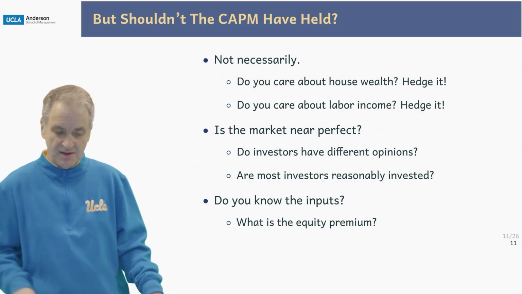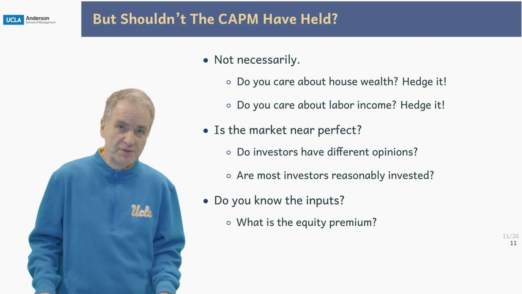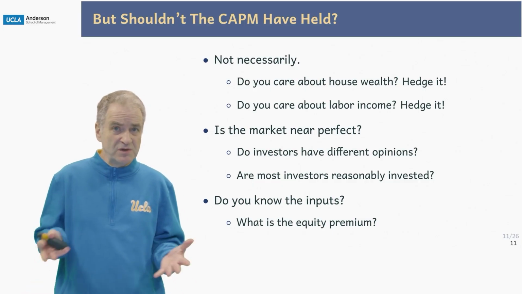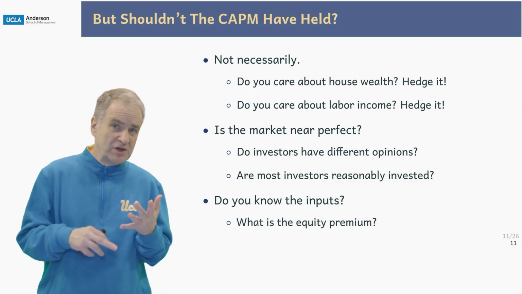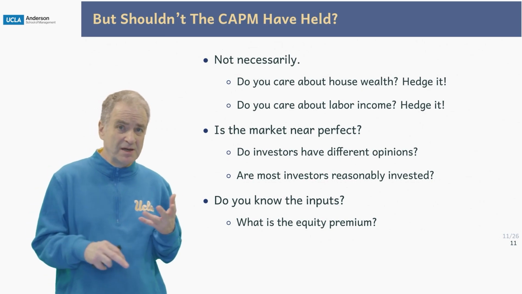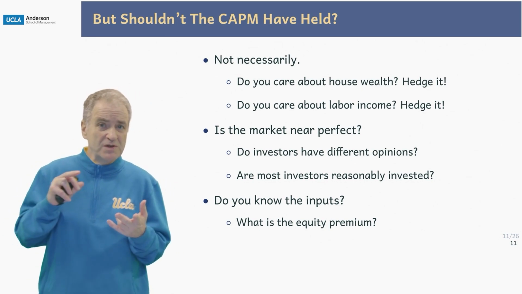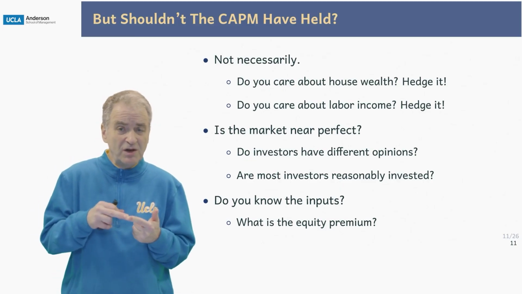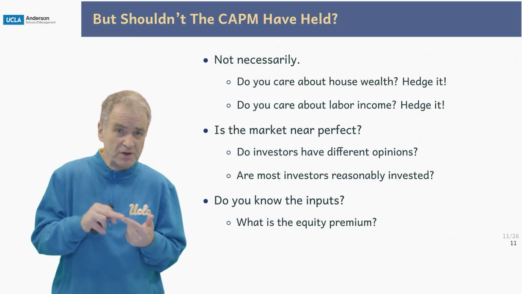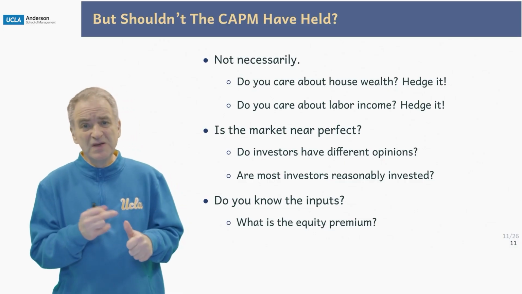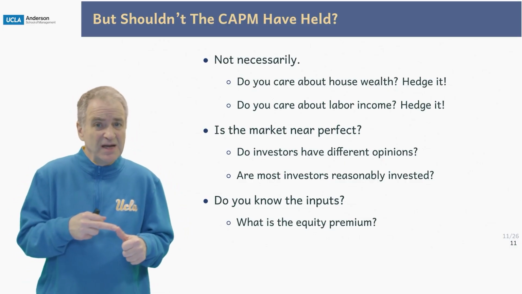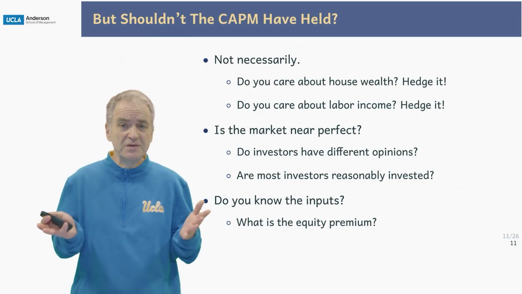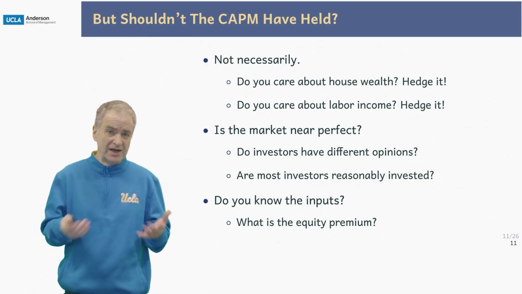Now, why has the capital asset pricing model not held? Well, there are these things in there that we need to assume, like that you don't care about your house wealth or your labor income. We also assume that the market was nearly perfect. Especially we have assumed that investors all have the same opinion. They don't have different opinions. And that they're reasonable and reasonably invested. We also have assumed that everybody knows what the equity premium is. All of these were assumptions, and all of these can invalidate the model.